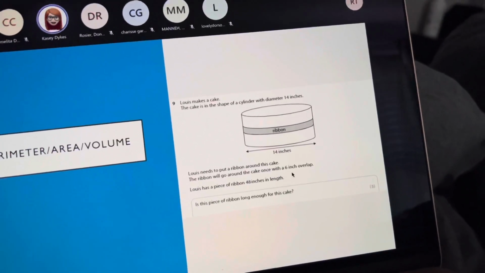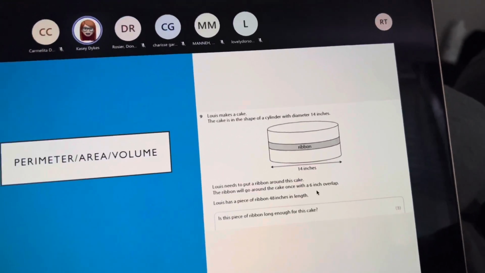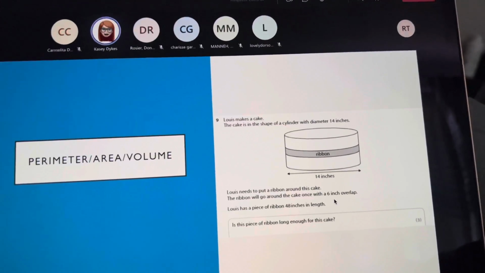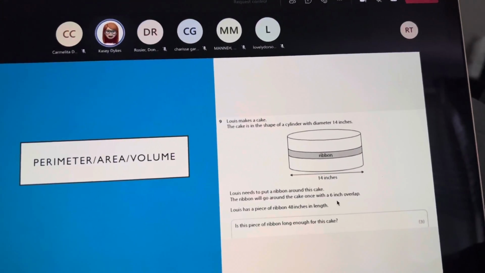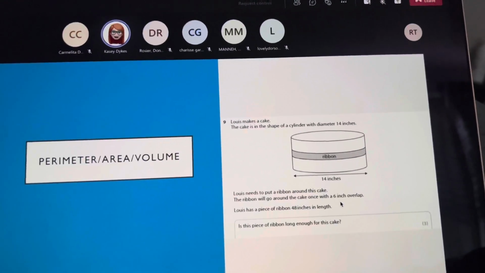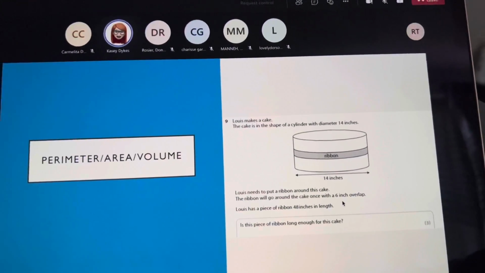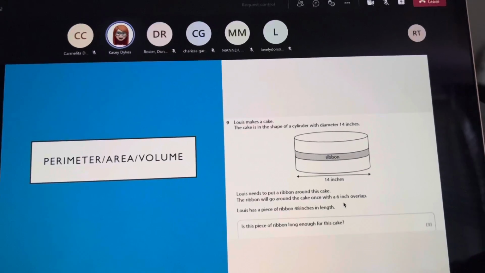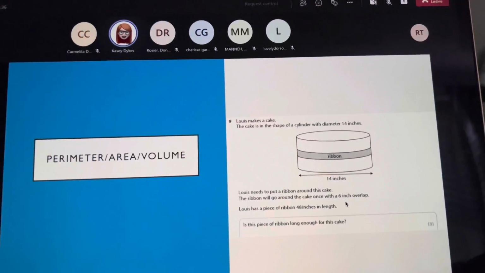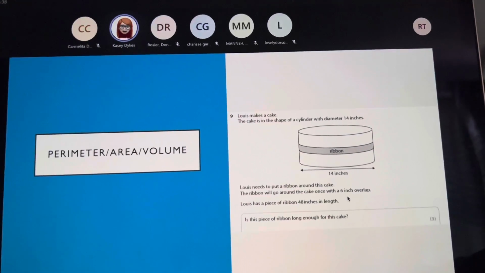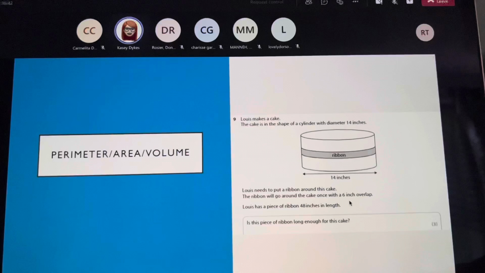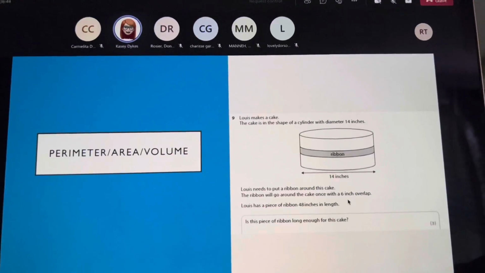Okay, so Louis makes a cake. The cake is in the shape of a cylinder with a diameter of 14 inches. He needs to put a ribbon around the cake, and it will go round once with a 6-inch overlap. Louis has a piece of ribbon that is 48 inches in length, and you need to work out if that ribbon is long enough for the cake. 3 marks, you've got 3 minutes for this one.